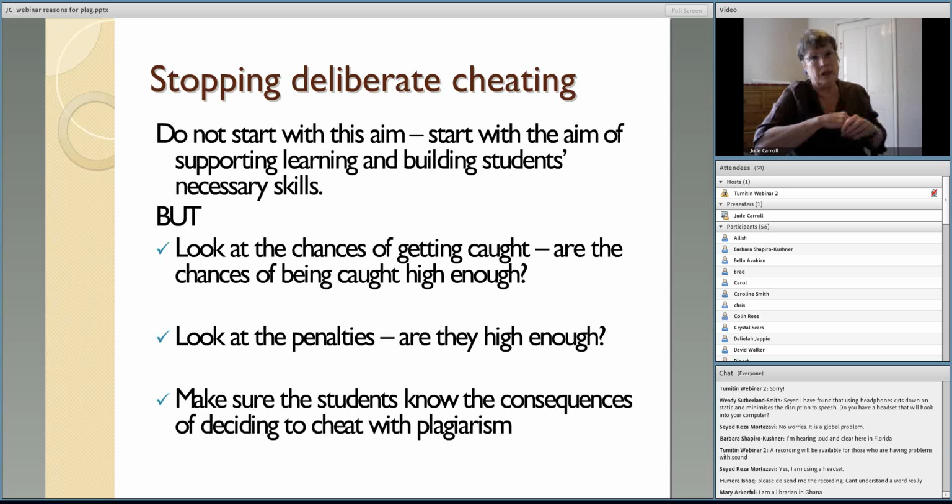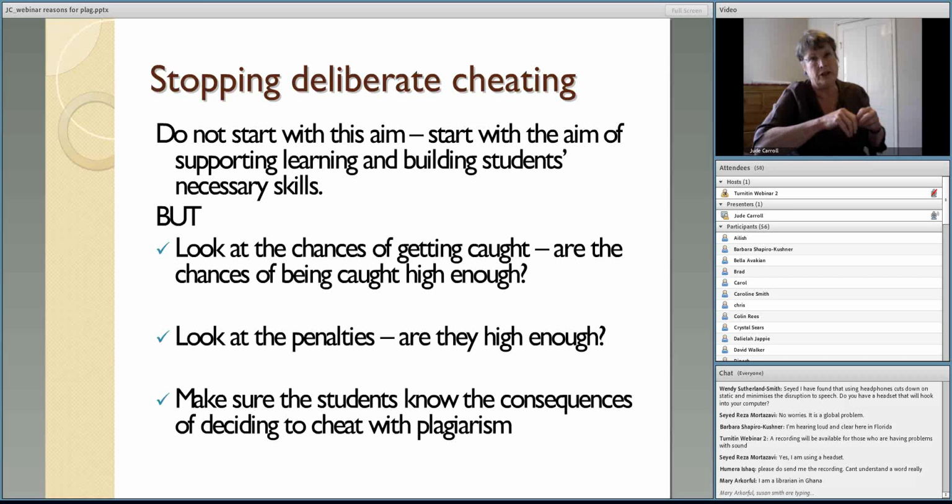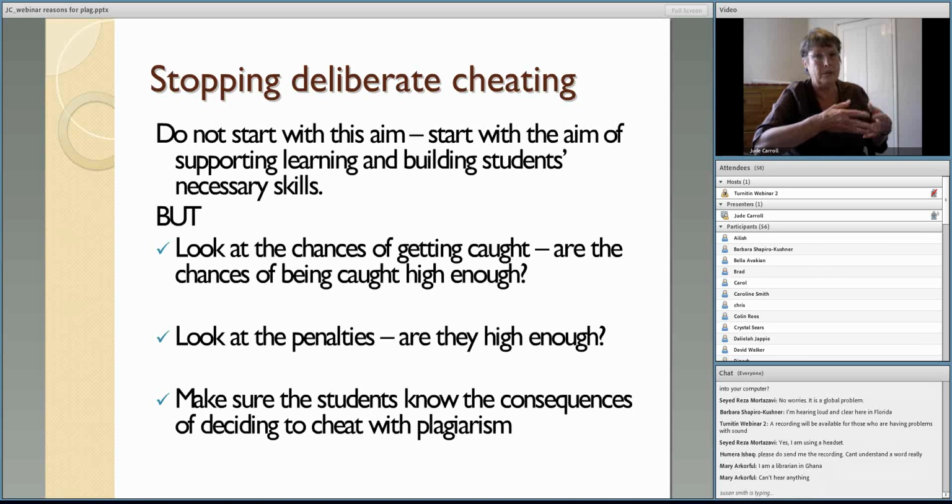If you're going to stop deliberate cheating, you don't start with stopping deliberate cheating. You start with the aim of supporting learning and building students' skills. That's the only thing that's going to work. It's the only thing that makes any sense. It's the only thing that has a rational approach behind it. But you pay attention to the reasons and causes that students give for deliberate cheating using plagiarism. So you pay particular attention to the chance of getting caught. Places in the world that I visit where the chances of getting caught are very low have much more problems with students cheating deliberately because they make a judgment that they won't get caught.